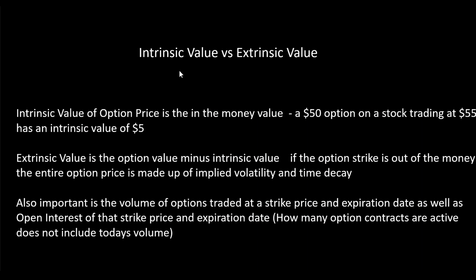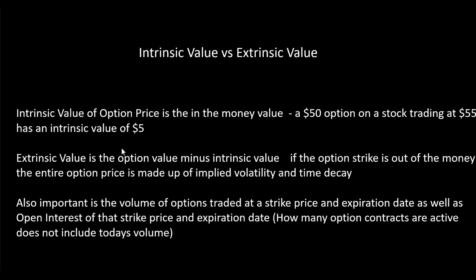So again, to compare intrinsic to extrinsic value, and this is really kind of important. In this particular case, we're going to use a $50 option at a stock trading at $55. Well, obviously the option is worth at least $5 more than the $50 that you're getting because the stock is already at 55. So it has an intrinsic value of $5. So when you look at the option price, it might say $5.75 or $6. If that's the case, then you've got $5 of intrinsic value built into that premium.